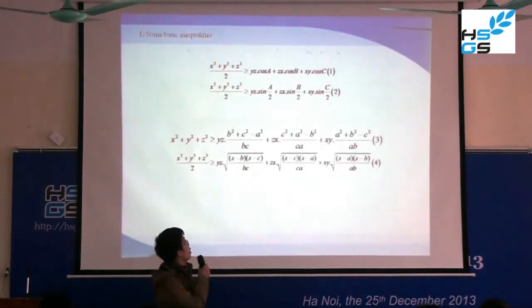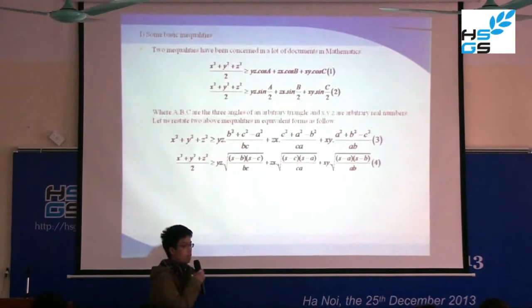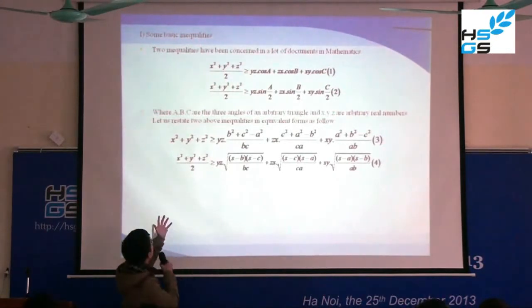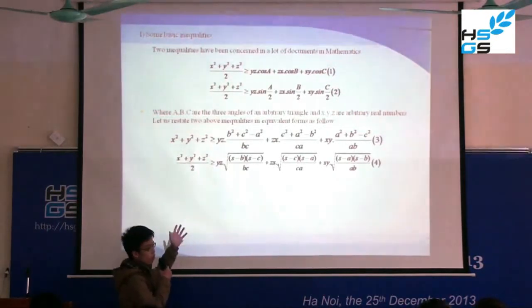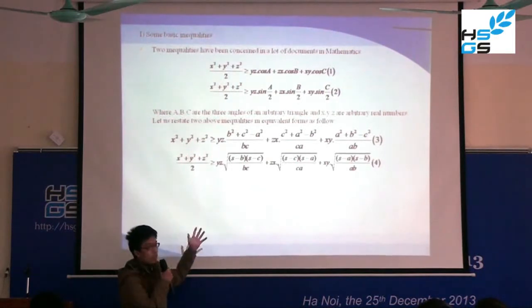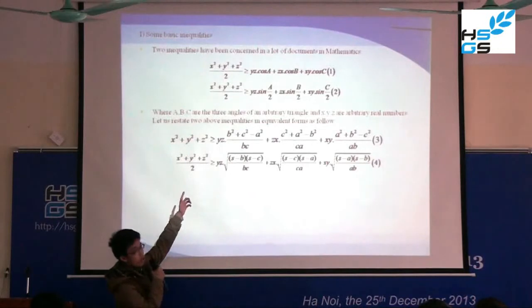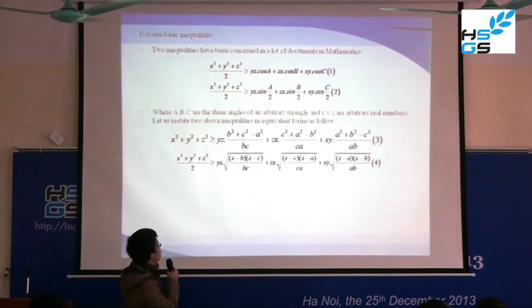To begin with, let's consider two well-known inequalities having concern in a lot of documents in mathematics, which is taught in class, where A, B, C are the three angles of a triangle and x, y, z are real numbers.